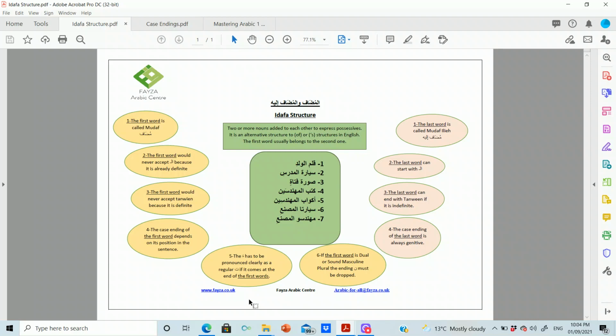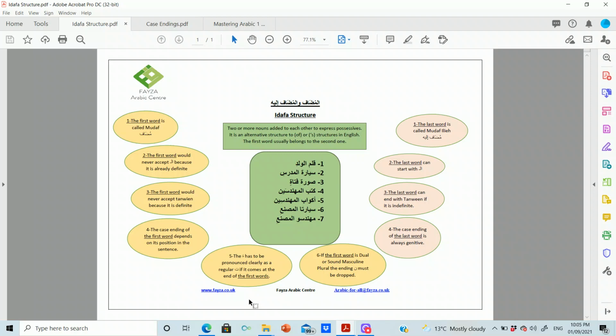So having two words here, the first word is called mudaf, as we can see in the first yellow circle. All the yellow circles are dealing with the first word, and all the pink circles are dealing with the rules that have to do with the second or the last word. So the first word, as we have said, is called mudaf. And the literal meaning of this word in Arabic is something that is being added to another. And this is why, of course, it has been called mudaf, because it is being added to the second word.